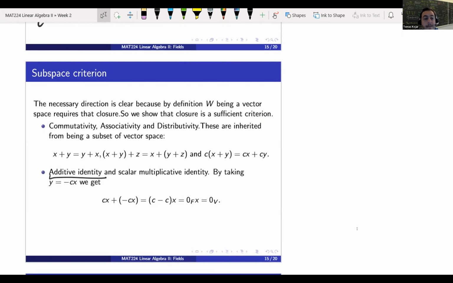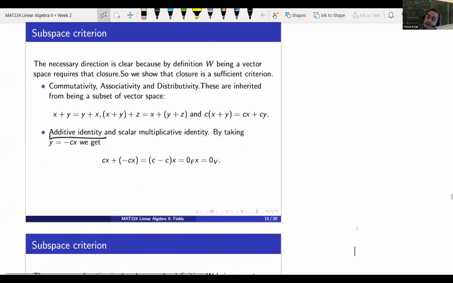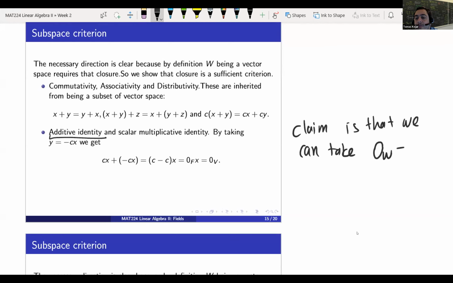So the claim is that we can take 0_W to be 0_V and 1_W to also be 1_V. So we can use the additive elements and multiplicative elements of V. Let's see that this is indeed true.